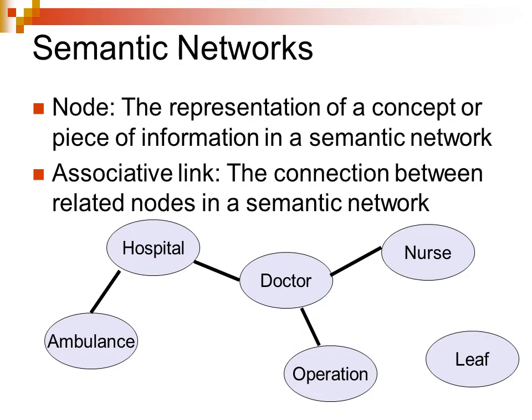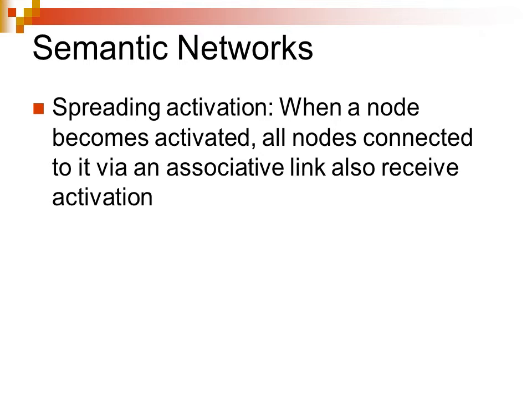There's one last new term I need to introduce, which is spreading activation. Spreading activation says when a node becomes activated, all nodes connected to it via an associative link also receive activation. Think of spreading activation like electricity flowing through wires. When you flip a switch and begin an electric current, the electricity will travel through any connected wire. That's kind of what spreading activation is like. When one node becomes activated, all nodes connected to it by associative links will receive activation and also become activated.